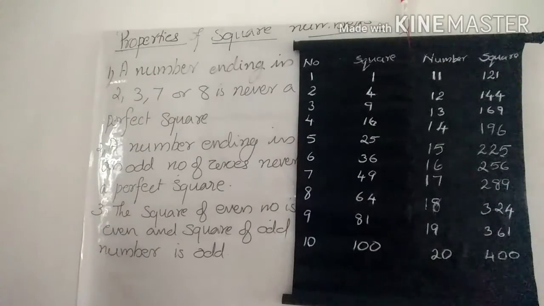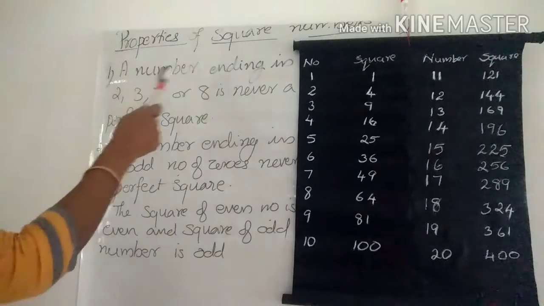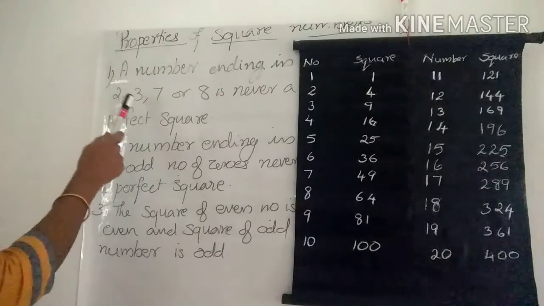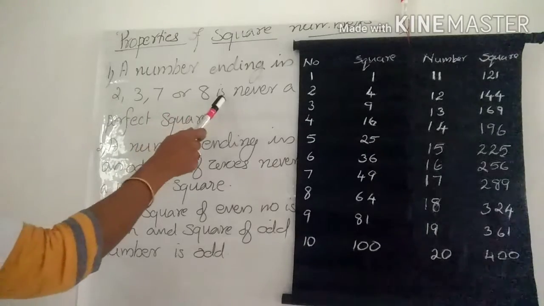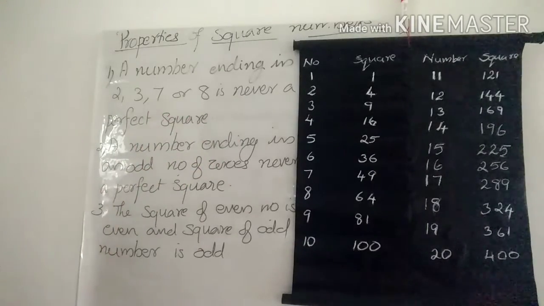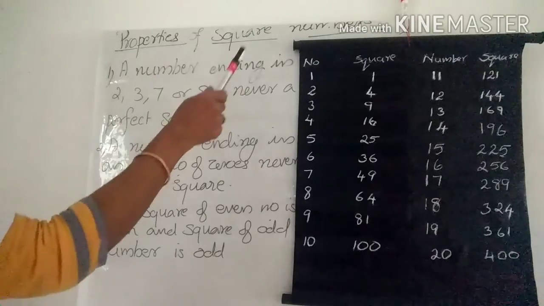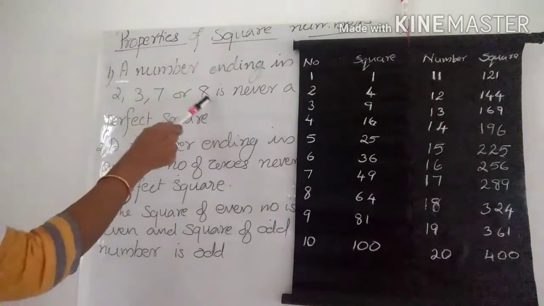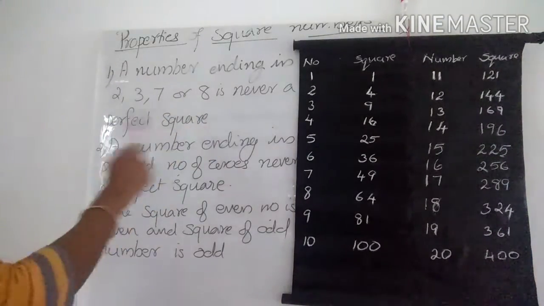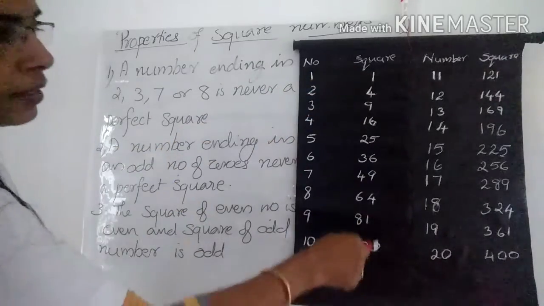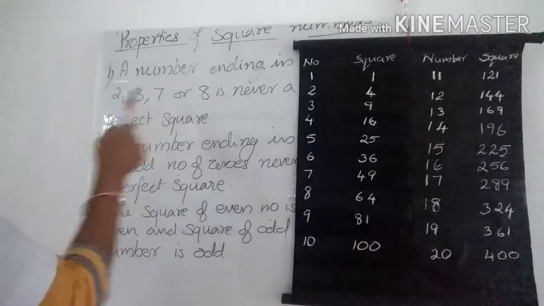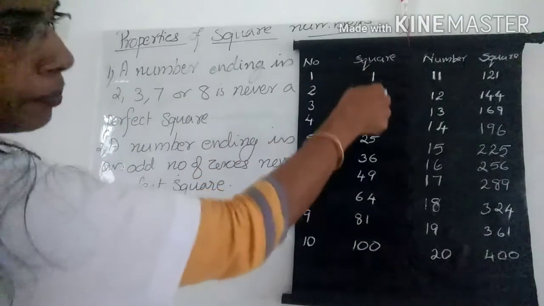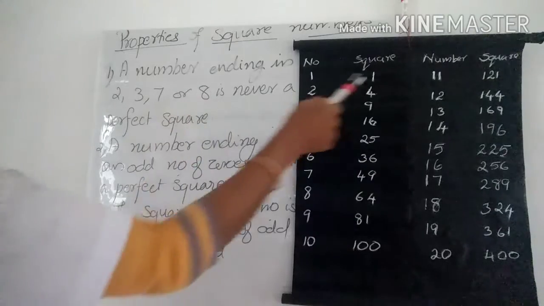Now we can study the properties of square numbers. The first property says that a number ending in 2, 3, 7 or 8 is never a perfect square. What is that property? A number ending in 2, 3, 7 or 8, these 4 digits, is never a perfect square. Look at this table.